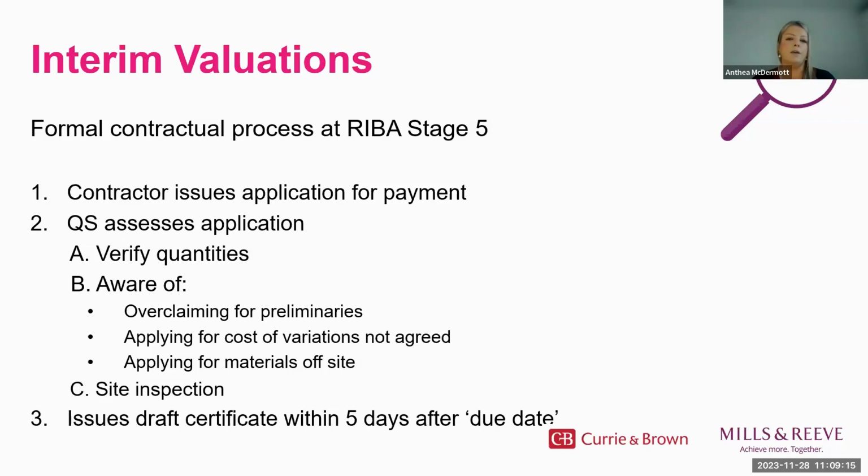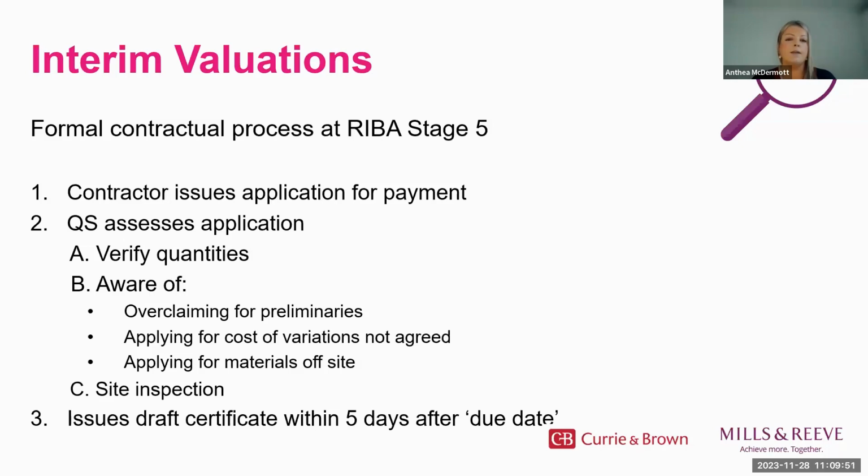And during these 5 days, I will review the contractor's application against the contract pricing documents and the cash flow. The key things I tend to look out for are overclaiming for preliminaries, which are the cost of management, resources, cabins, etc. Applying for the cost of variations, which may not have been agreed yet, or applying for materials off-site which haven't been communicated as being off-site in the first place. There is little time in the valuation cycle, so it is always worth communicating a few weeks in advance that an off-site inspection is required.